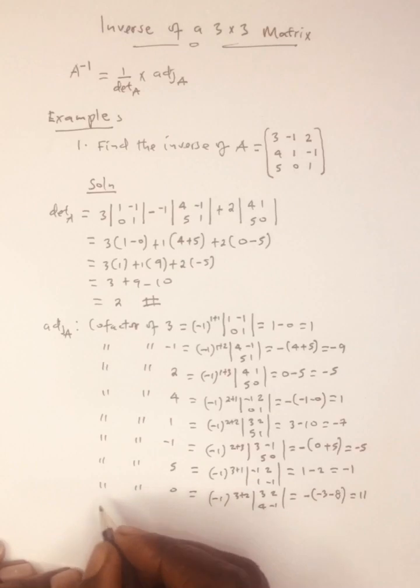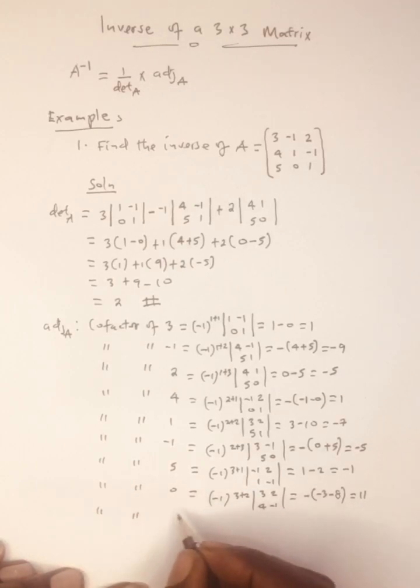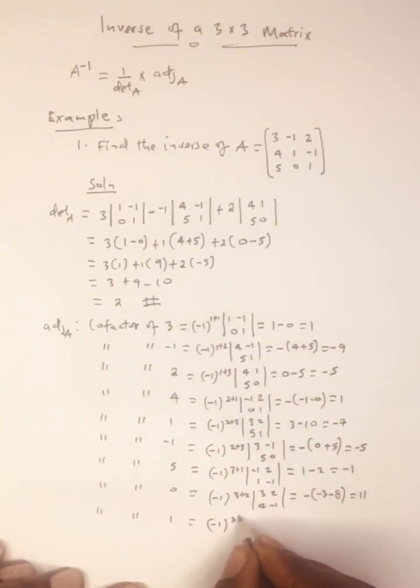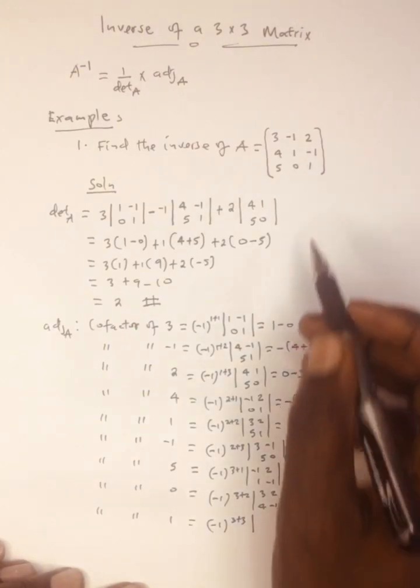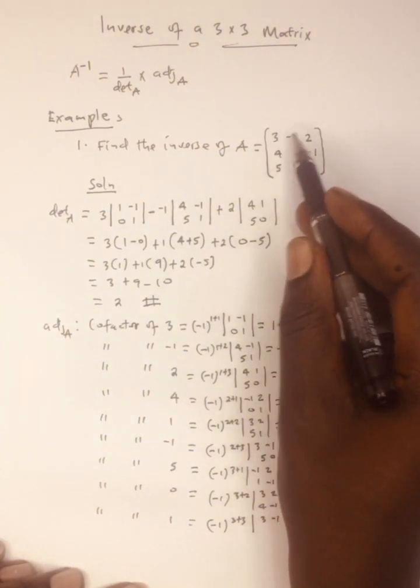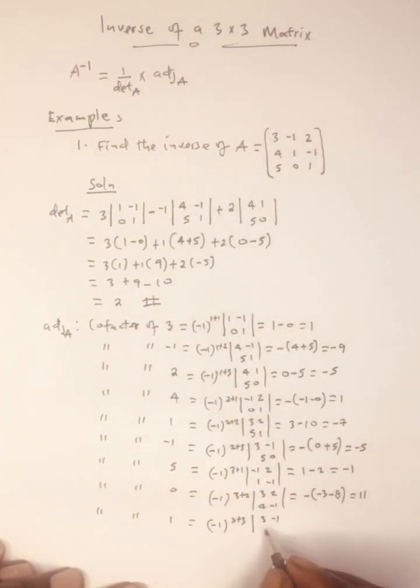Then finally we have the cofactor of 1, that is negative 1. It is in row 3, column 3, so that is 3 plus 3. And the small matrix that is left is 3, negative 1, 4, 1. So since this is even, the negative will disappear. So we are left with 3 times 1, which is 3, minus negative 4, that is plus 4. So we have that to be 7.